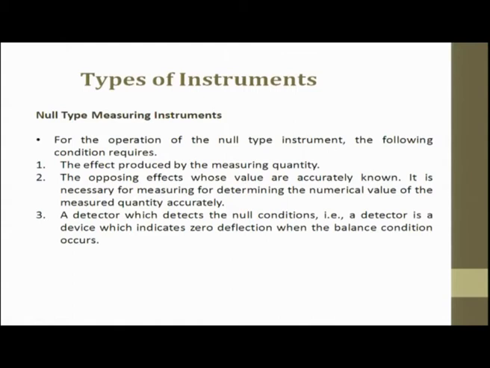For the operation of the null type instruments, the following conditions are required: the effect produced by the measured quantity, and the opposing effect whose values are accurately known. This is necessary for determining the numerical value of the measured quantity accurately. And a detector which detects the null condition, that is, a device which indicates 0 deflection when the balance condition has occurred. So, these are the conditions required for null.